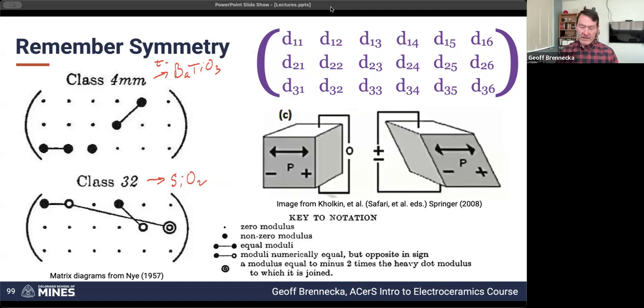And so the key down here shows you that wherever these little dots are, those are 0. The solid lines are a non-zero value. When they're connected by a line, that means that they're the same. When it's a solid dot with a hollow dot, that means that they're equal but opposite in sign, et cetera. So all of those symmetry relationships for all the different point groups have already been calculated. They're really easy to find.